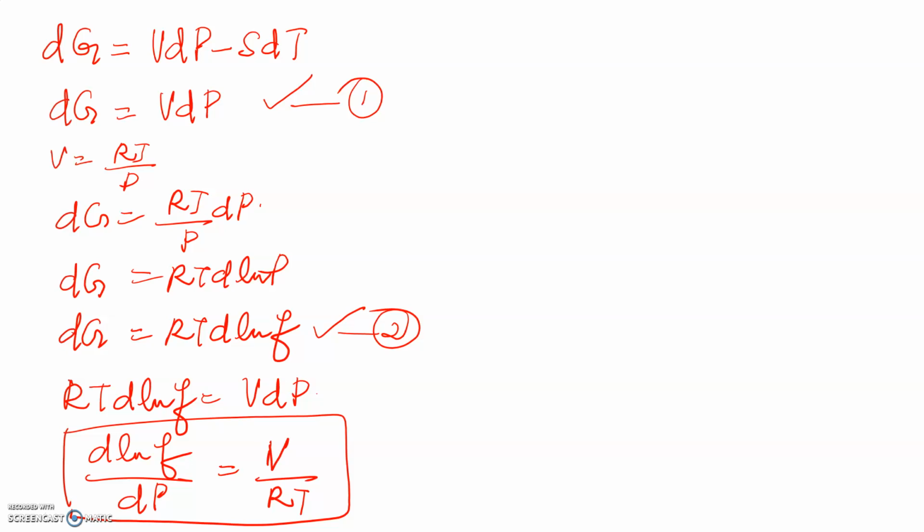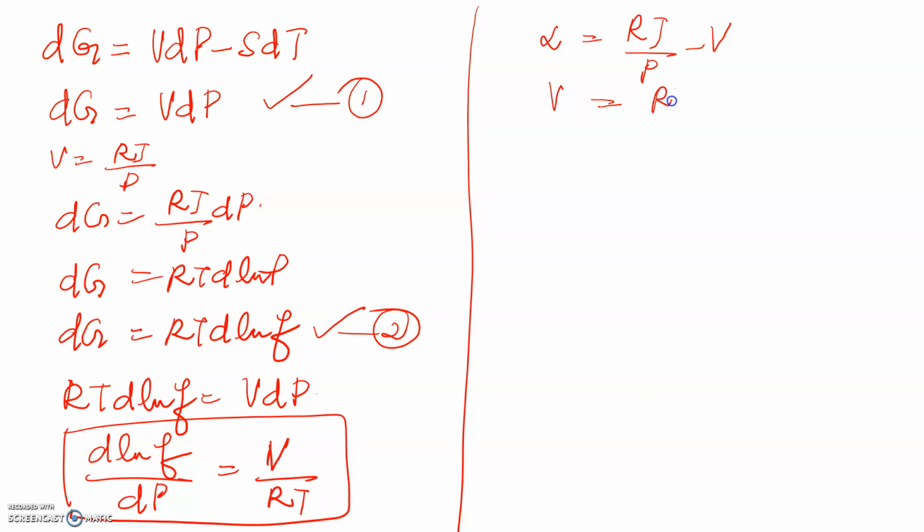Now, let's introduce a new function alpha, which is defined as RT by P minus V. For ideal gases, RT by P is V, and V minus V is 0, so alpha is 0. For real gases, alpha is RT by P minus V. From this, what is V? V is RT by P minus alpha. Substitute the value of V in equation 3.